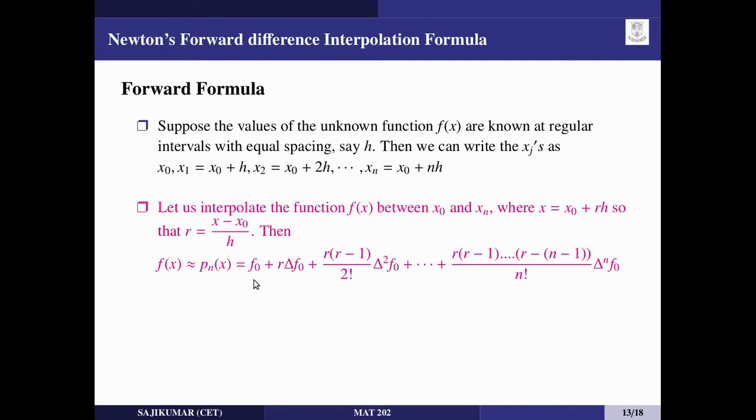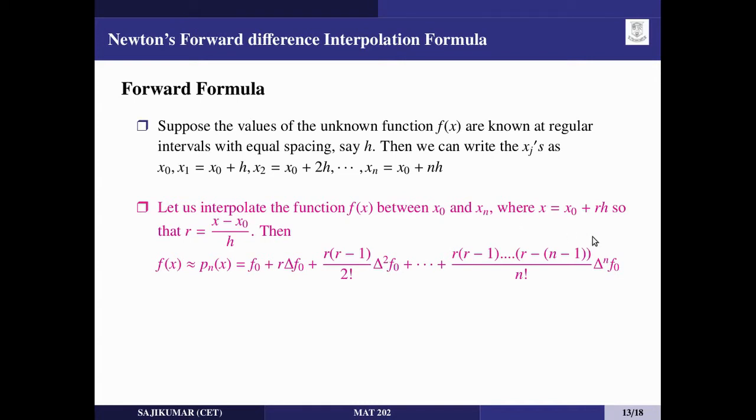See, every term in this polynomial Pn(x): this is a constant polynomial, this is a first degree polynomial, r into (r minus 1) is a product of two linear factors. So this is a second degree term, and so on. The last term in the numerator has n linear factors multiplied together and multiplying with delta raised to n f0 and dividing by n factorial. So ultimately the last term is an nth degree polynomial. So this Pn(x) is a polynomial of degree n or less. This Pn(x) is called Newton's forward difference interpolation polynomial if you are choosing the reference point as x0.